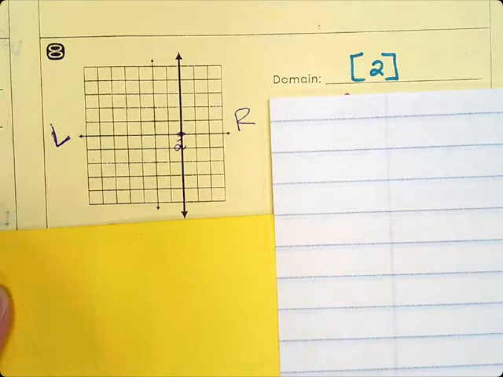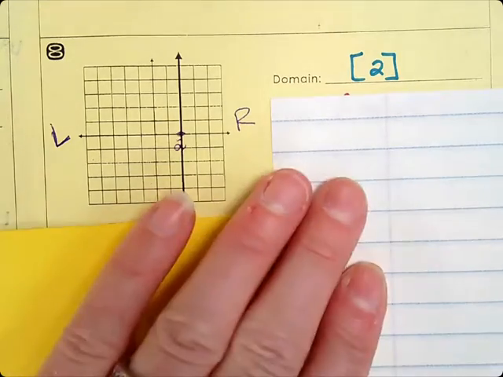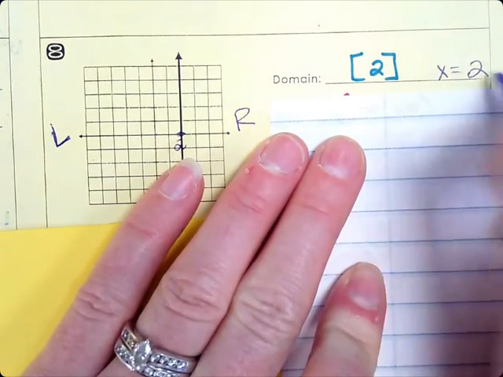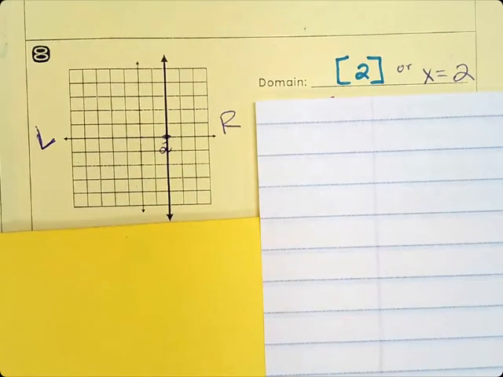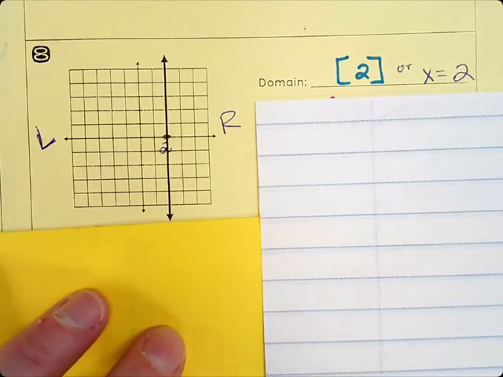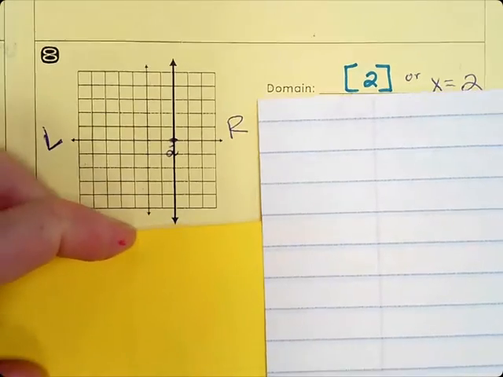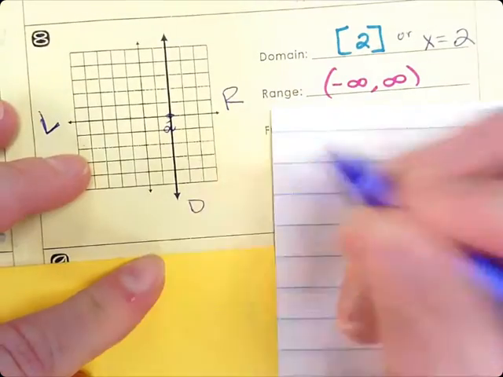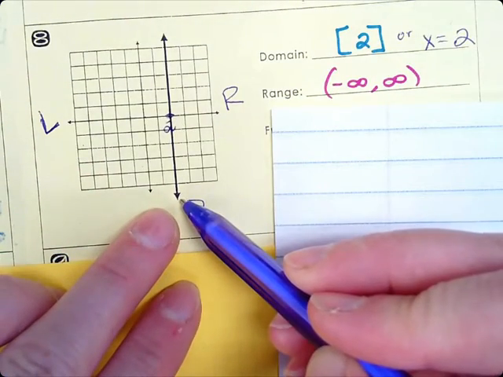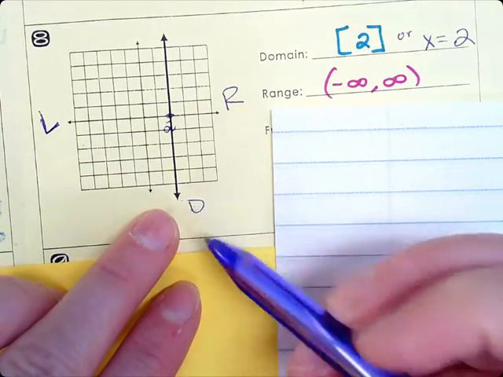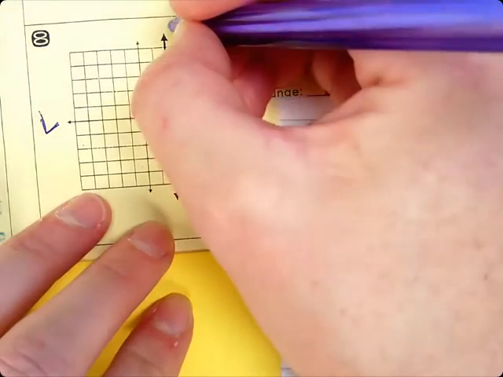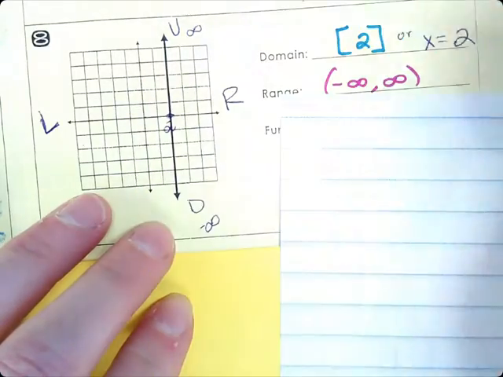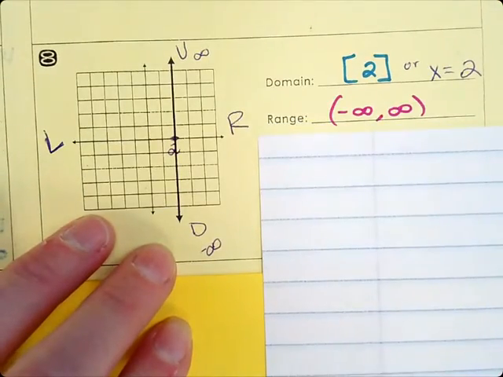So we're going to put a bracket around 2. That is the only value. We could also just put x equals 2. And then how far down can it go? I cannot put a fence on the bottom. So that's negative infinity. Then how far up can it go? Positive infinity. So our range is negative infinity to positive infinity.